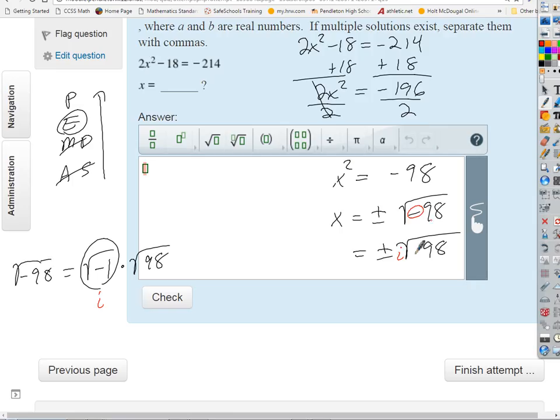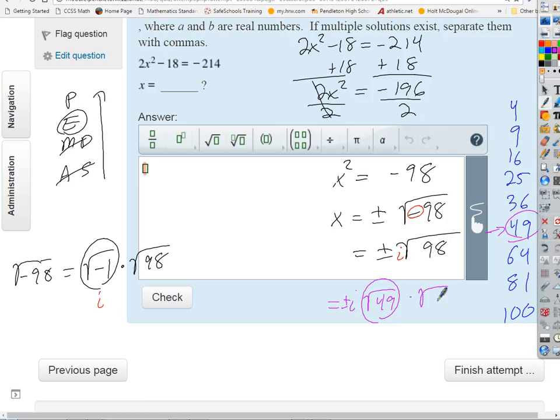And now we just have to simplify the square root of 98. So if we think about our perfect square factors, 4, 9, 16, 25, 36, 49, 64, 81, 100. 98 doesn't fall in our list, so we'll start with half of 98, which is 49. Okay, so we can see then that this is going to become plus or minus i times the square root of 49, which we'll circle and put first because that's the perfect square factor, and 98 is 49 times 2. So the square root of 98 becomes the square root of 49 times the square root of 2.